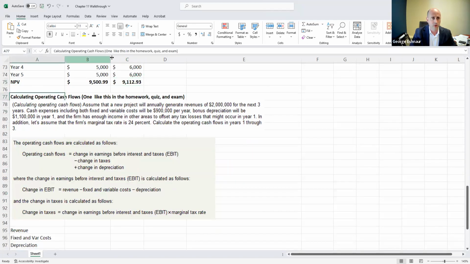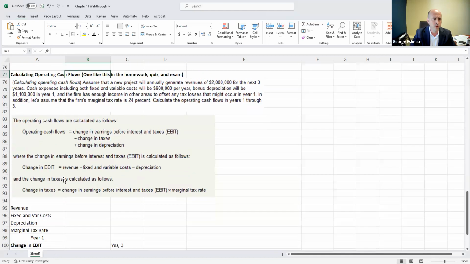This one I saw on the homework quiz and exam. So it's pretty straightforward though. I put the formulas in here. To figure out operating cash flows, we've got to figure out the change in our EBIT minus taxes plus depreciation. And that's where we kind of step through the process here.